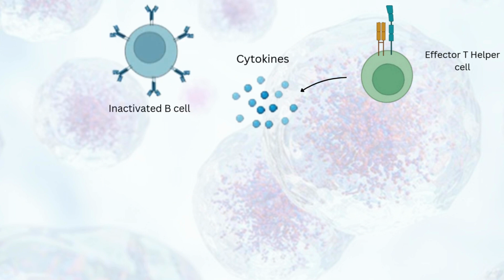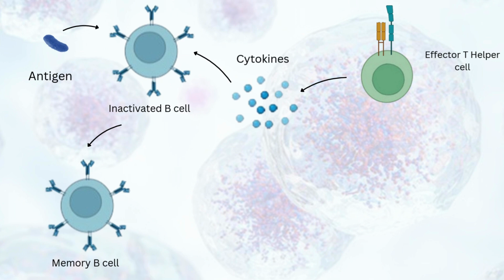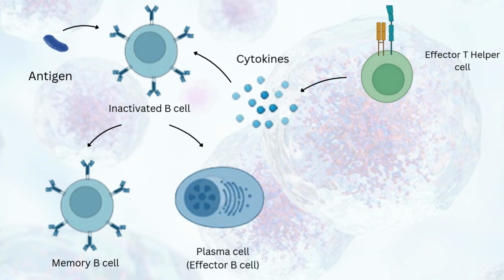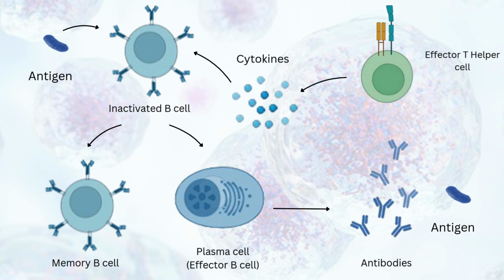When an inactivated B cell encounters an antigen, or in the presence of cytokines, it can result in the production of memory B cells for later exposure, and plasma cells. These plasma cells produce antibodies which bind with the antigen, resulting in its elimination from the host body.